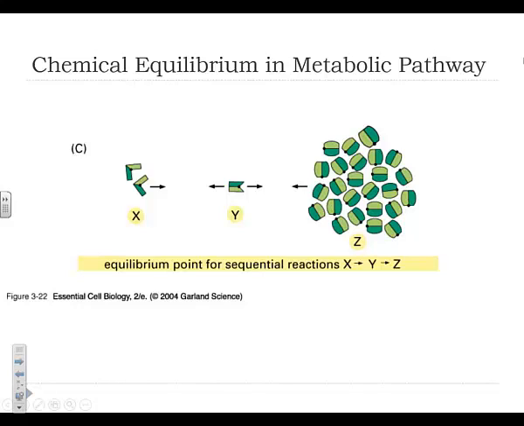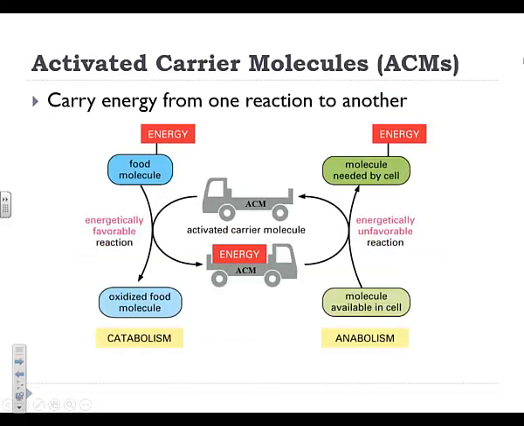So, besides the enzyme reducing the activation energy, we need to couple the reactions that are unfavorable to favorable reactions. And as I mentioned, one way is to couple a reaction with the dephosphorylation of ATP. But ATP isn't the only activated carrier molecule that can be coupled to unfavorable reactions to help them proceed.